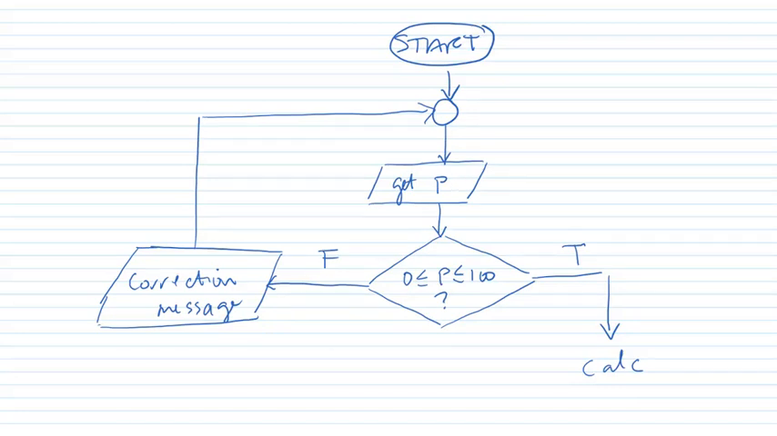So this loop could go forever. They could keep entering invalid numbers, or on the first time that they enter something, they could just go straight through and not even loop once.